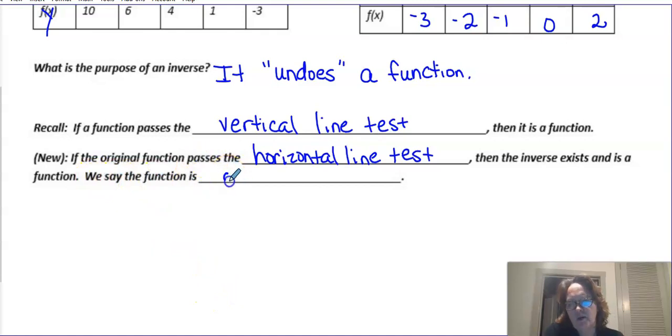We say that the function is what we call one-to-one. So we're just going to fill this in, and then I'll talk to you more specifically about what this means and how to look for it.